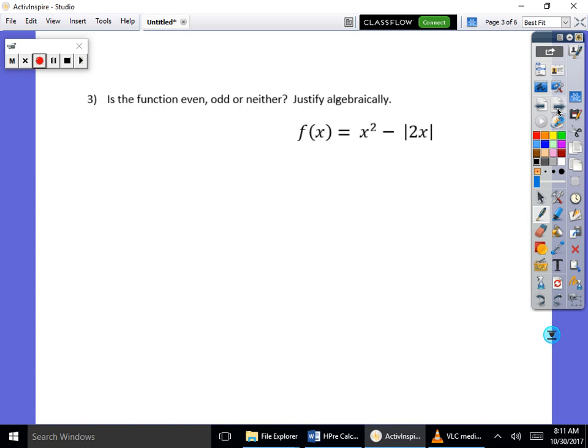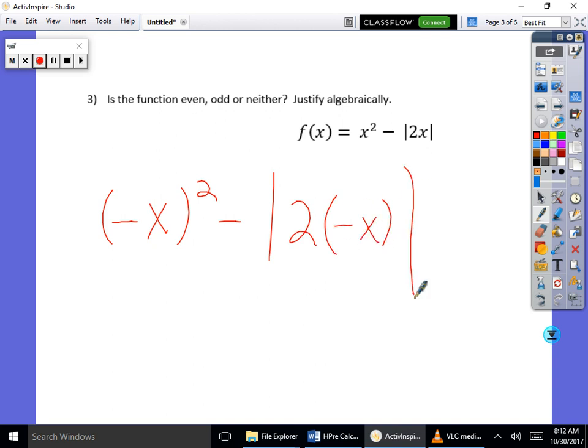All right, problem number 3. Even, odd, or neither. Justify algebraically. How do I do that? I put in negative x. So negative x squared minus 2 times negative x, absolute value. What happens when I square a negative? You get a positive. Okay, what happens when I take the absolute value of a negative? Still a positive.